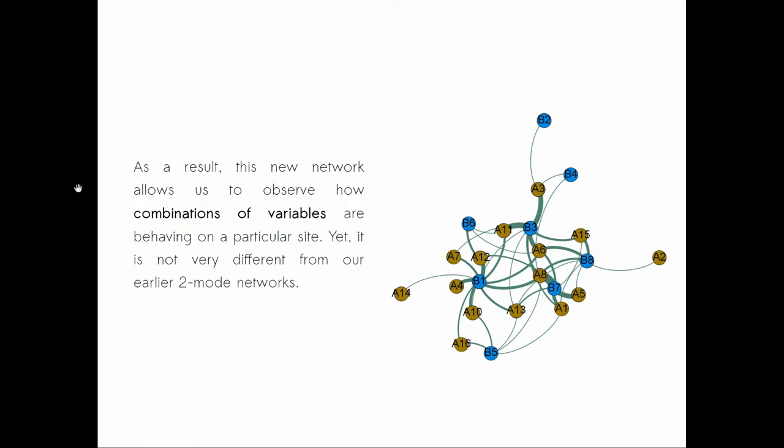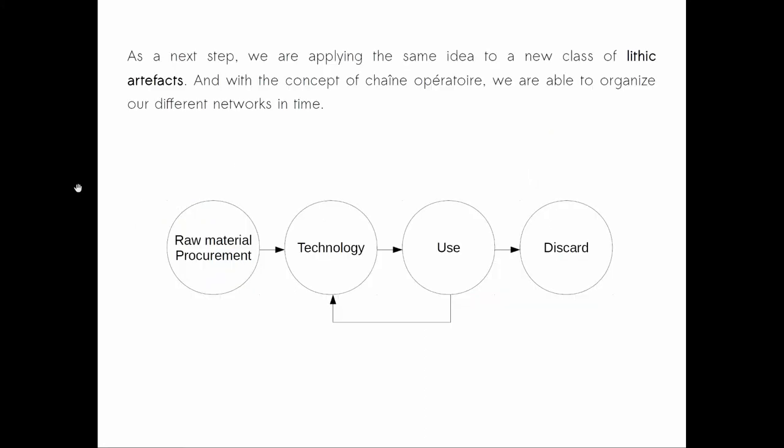And that's the idea we use as a starting point to get to another kind of analysis, using lithic artifacts, also from Brazil, and using the idea of chaîne opératoire, which we were talking about yesterday, which is really useful because it is a set of dimensions which are sequential. So we have a sequence, here just four, but it could be much longer, of four dimensions: raw material procurement, technology, use, and discard. You cannot use an artifact before having its raw material.